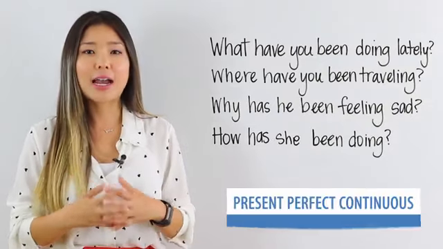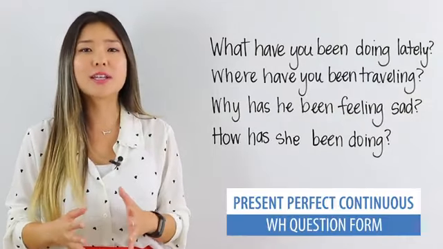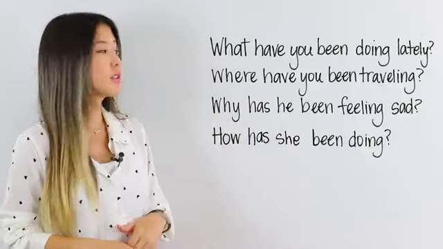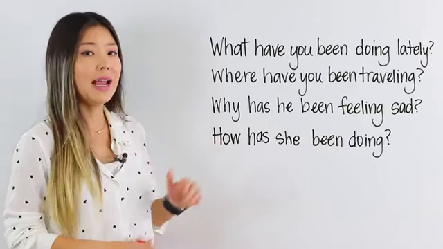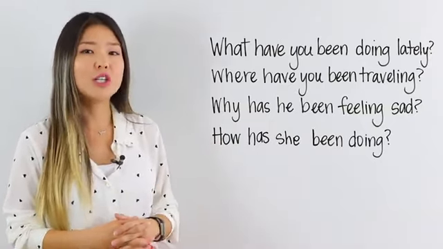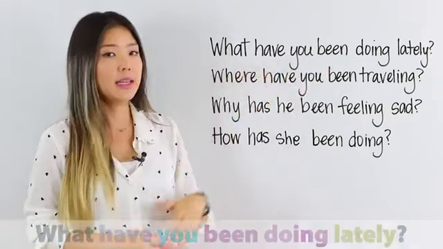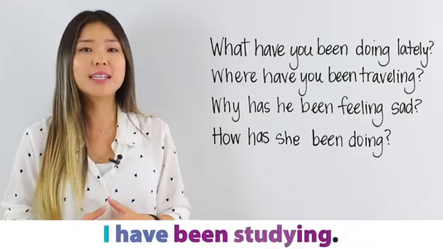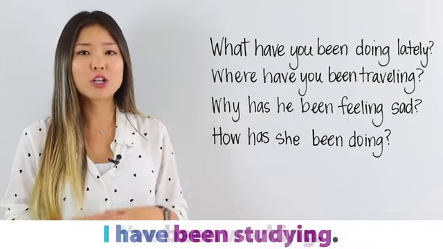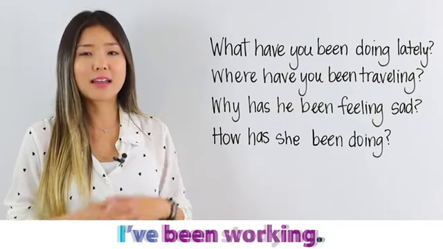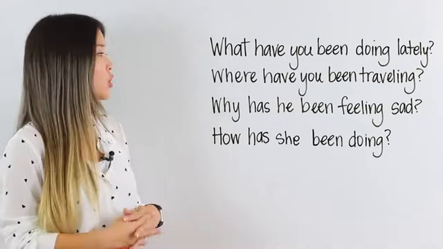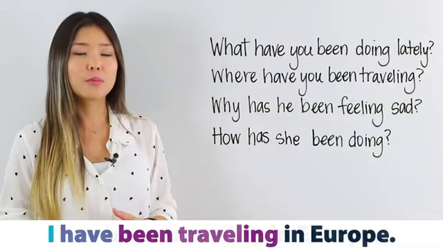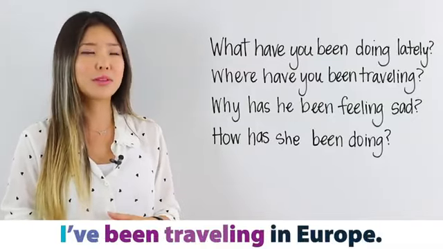Now, let's take a look at how to form WH questions in the present perfect continuous tense. Here, we have some WH question words: what, where, why, and how. Let's take a look at the first question. What have you been doing lately? I can answer by saying, I have been working, or I have been studying. I can also use the contraction: I've been working, I've been studying. The next question says, where have you been traveling? I have been traveling in Europe, or I've been traveling in Europe.